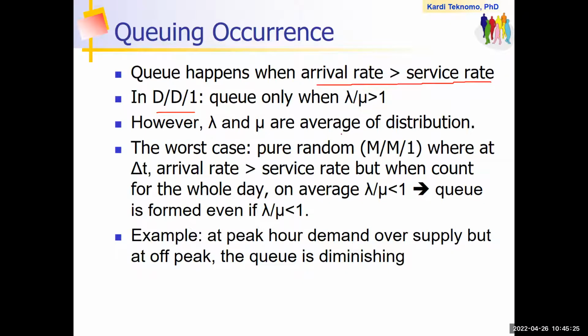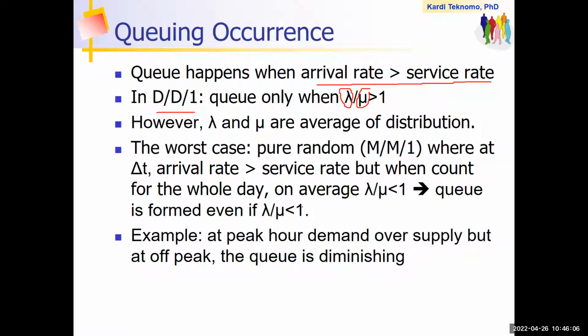So I will give the name lambda to represent the arrival rate. Mu we call the service rate. Rate means the mean. So the worst case will be the pure random, which is MM1, where the arrival rate is actually larger than the service rate.